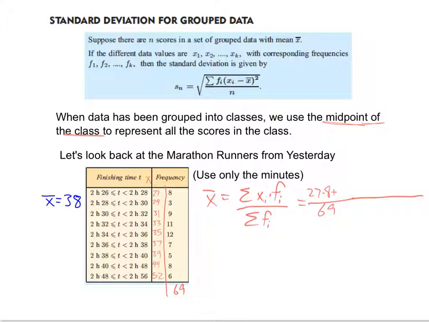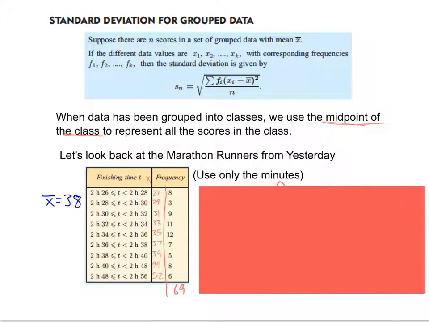So just to finish this one up, I'm not going to finish finding the mean, because you guys can do that. What we're going to do, we need to take each of these and subtract them from the mean. So if the mean's 38, just to do the first one for example, we do 27 minus 38, square it, and then we're going to multiply that by 8.